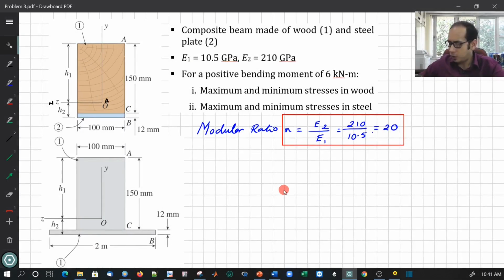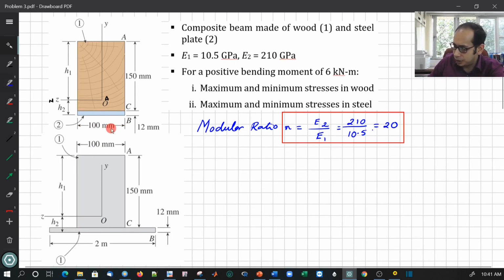So here now I have the transformed section. In the transformed section, the entirety is made of material 1. Here you had material 1 and material 2, and I've converted material 2 to material 1. As you can tell, what was the initial width of 100 mm, what was B initially, now becomes n times B, because you're increasing the width over here.